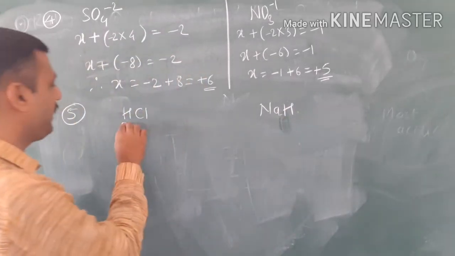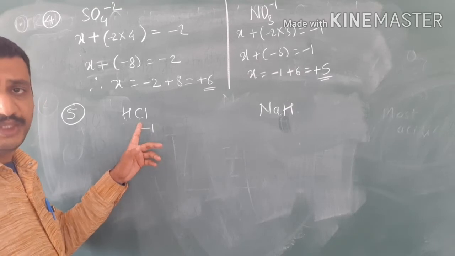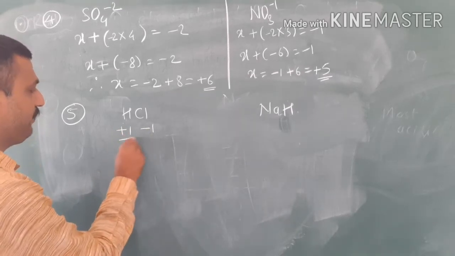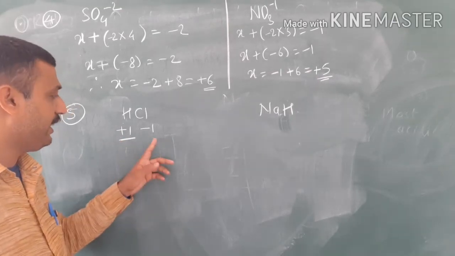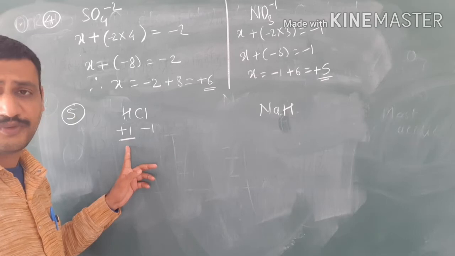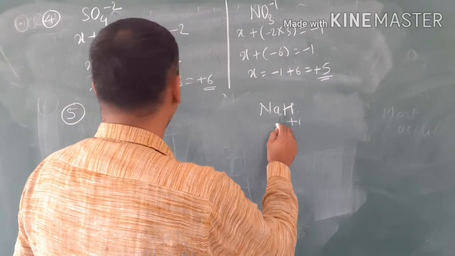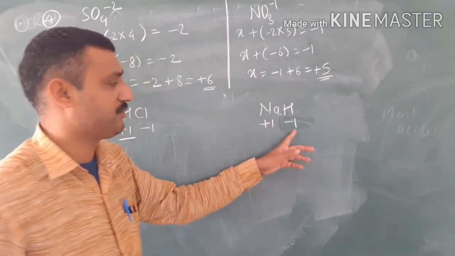Whenever hydrogen is along with a non-metal, non-metals are electronegative, so that electronegative element carries a -1 charge and hydrogen carries a +1 charge. So what's the rule? Whenever hydrogen is along with a non-metal, the oxidation state of hydrogen is +1. And whenever hydrogen is along with a metal, the oxidation state of hydrogen is -1.